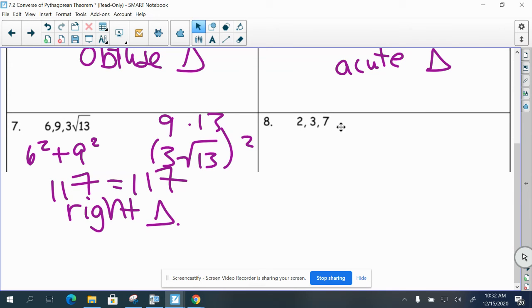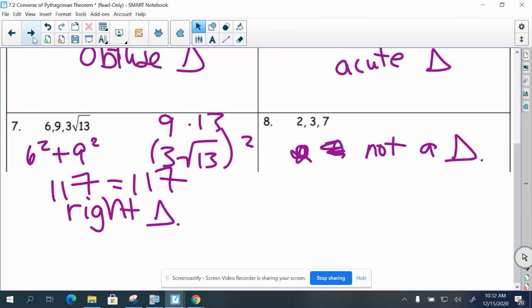And then here, 2, 3, 7. So hold on a second. 2 plus 3 is not bigger than 7. So this would actually not make a right triangle, or not make a triangle at all. So not a triangle. Okay.